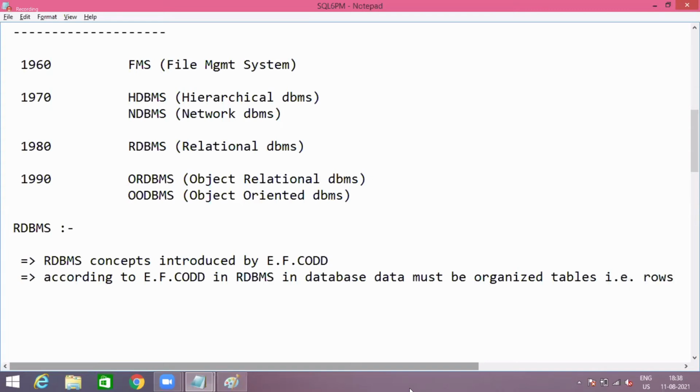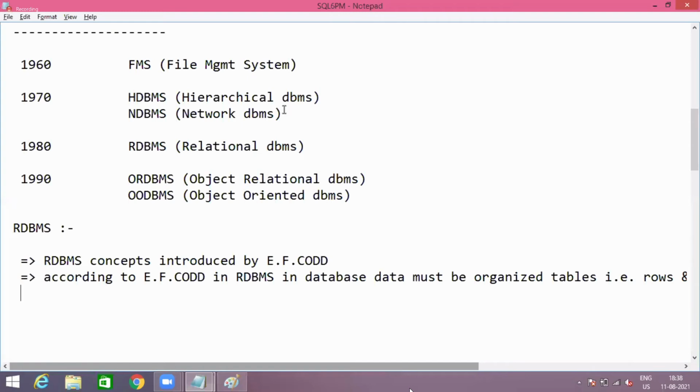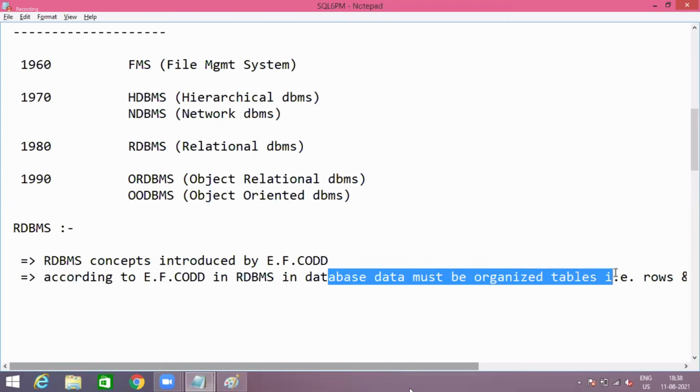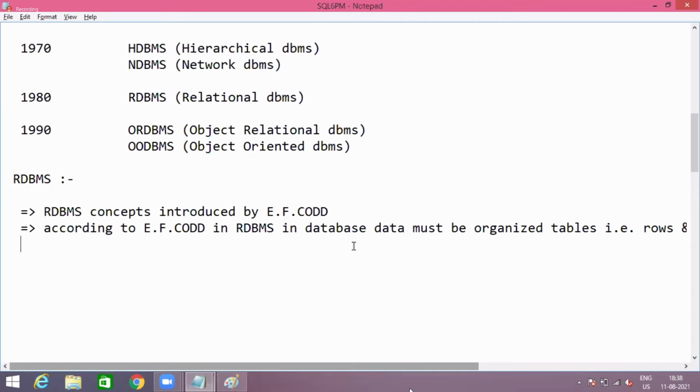That is rows and columns. According to Codd's rules in an RDBMS, data must be organized in tables, that is, rows and columns. So it means something like this. Suppose you want to store customers' data, you have to create a customer table like this and store data like this.